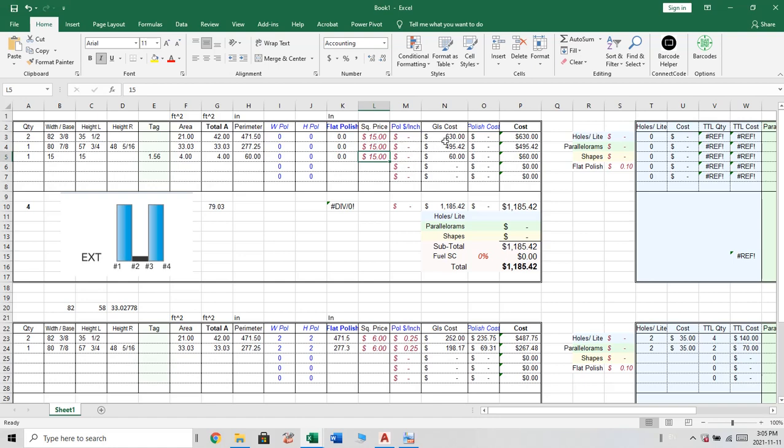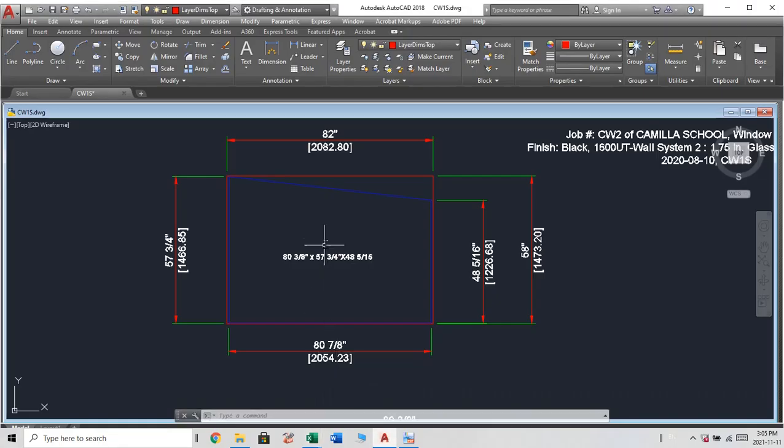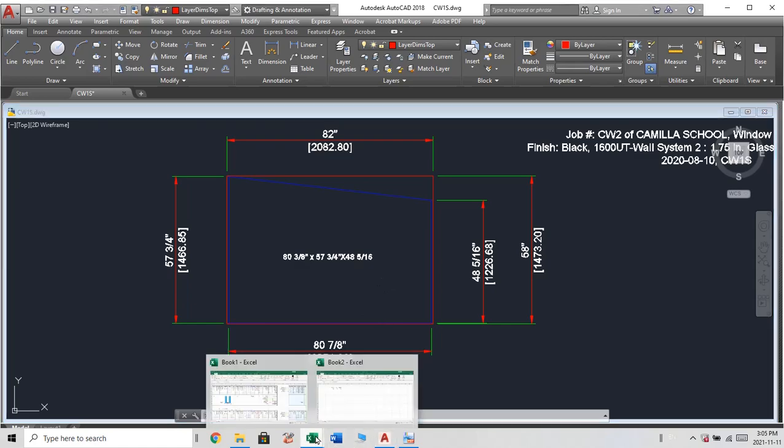So then we can get glass cost, which is unit price times total area. So then you get total cost, which is $630 totally for 2 pieces of glass. For the second one, because it's rig shape, which is 80 3/8 by 57 3/4 by 48 5/16.